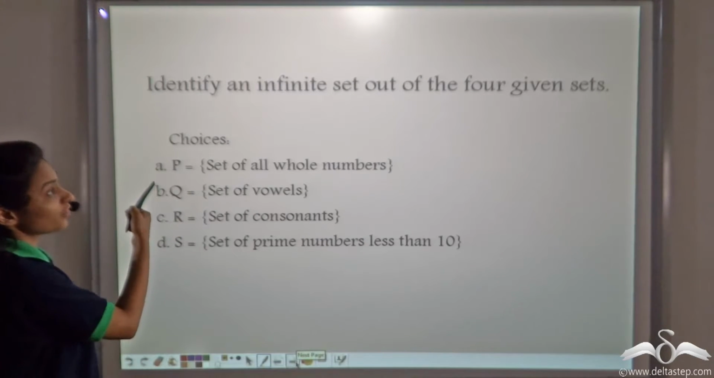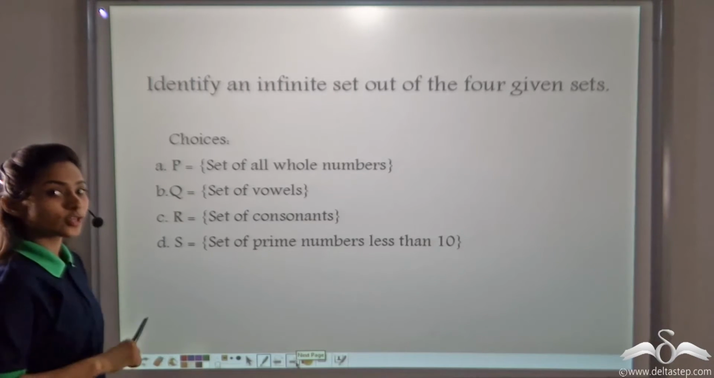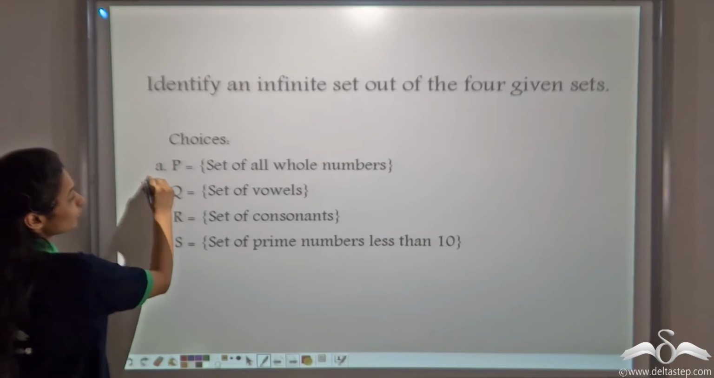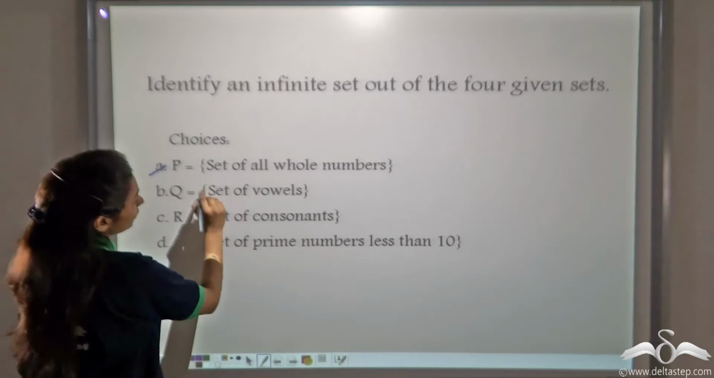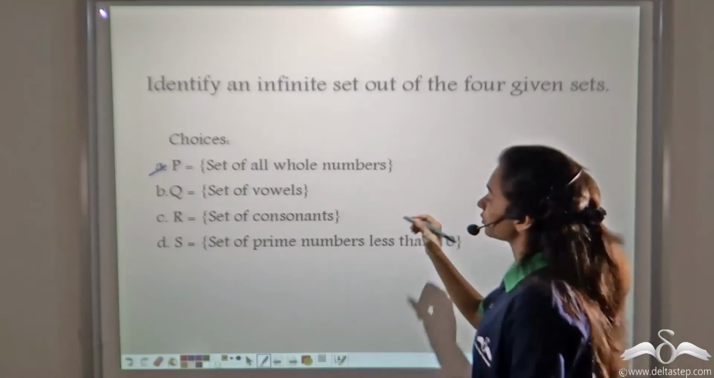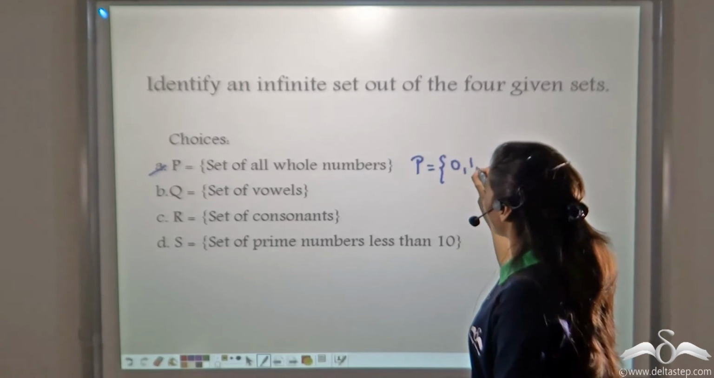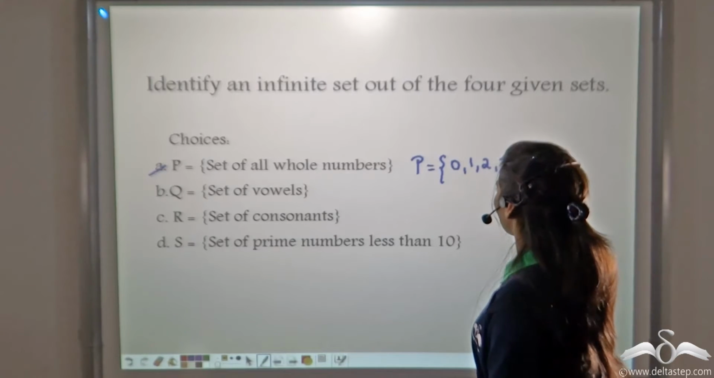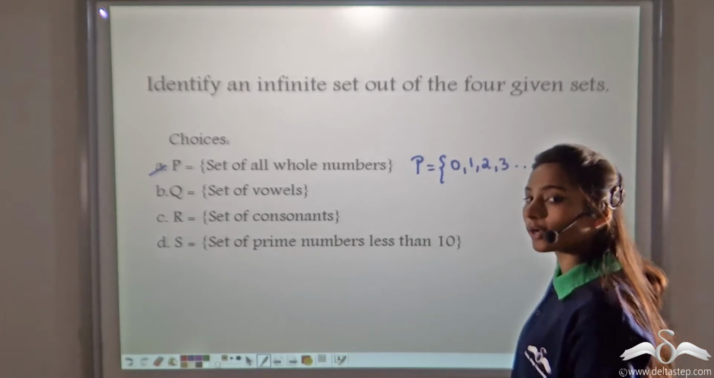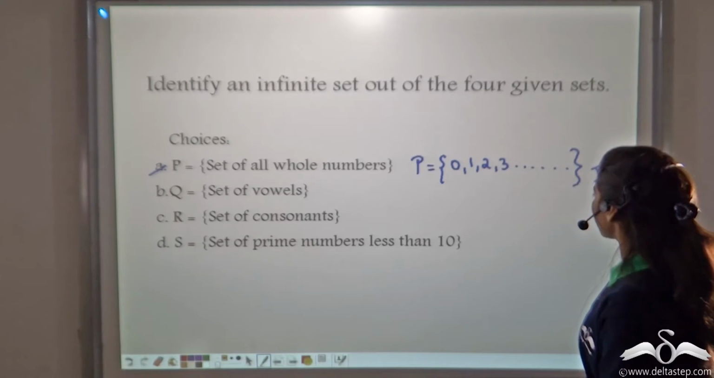Now, identify an infinite set out of the 4 given sets. Do it yourself. Now let's check the choices. Now the first choice. P is equal to the set of all whole numbers. So what will be the answer? In roster form, let's write P is equal to 0, 1, 2, 3 and so on. Did it end? No, it will not end. So this is an infinite set.